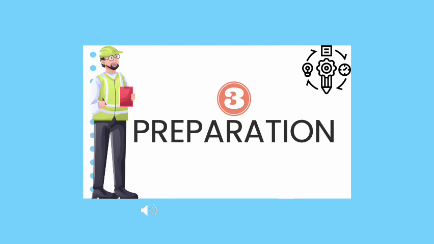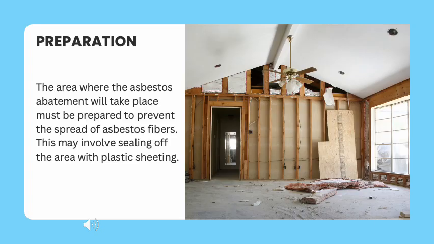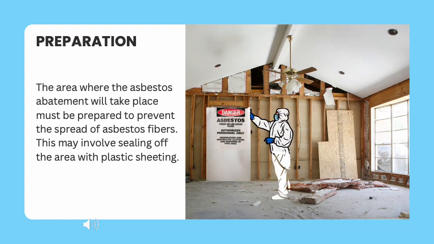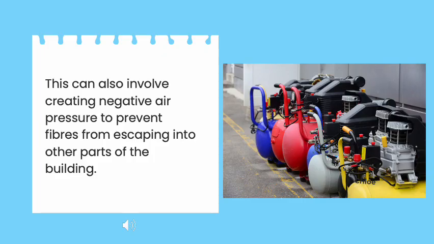Preparation. The preparation phase of asbestos abatement is a crucial step in ensuring the safe and effective removal of asbestos-containing materials. The area where the asbestos abatement will take place must be prepared to prevent the spread of asbestos fibers. This may involve sealing off the area with plastic sheeting. This can also involve creating negative air pressure to prevent fibers from escaping into other parts of the building.